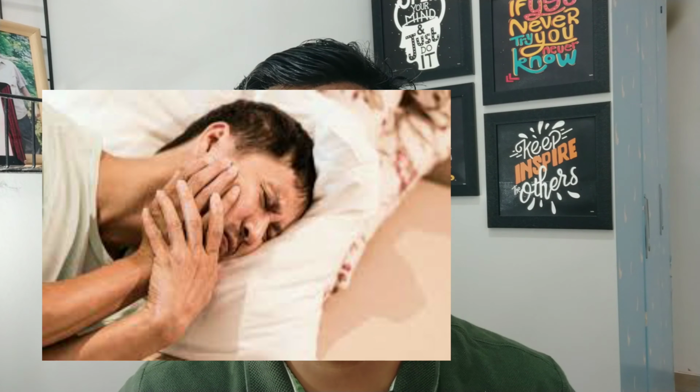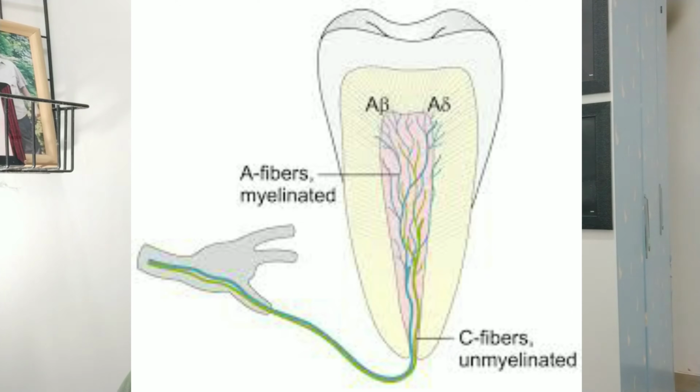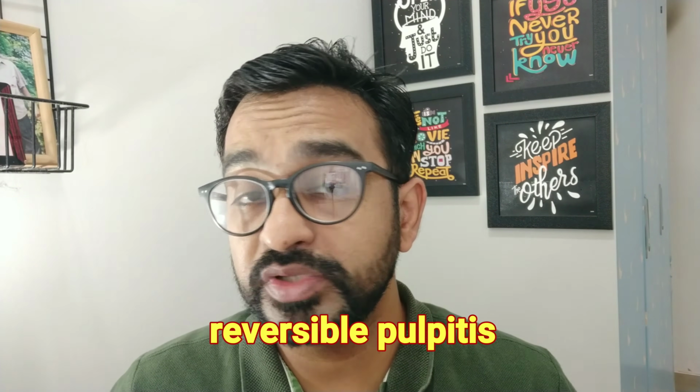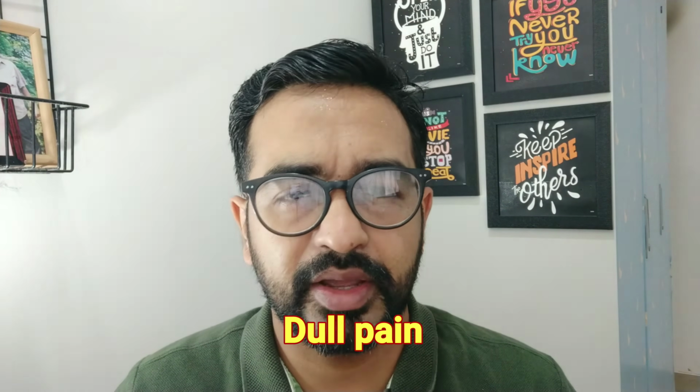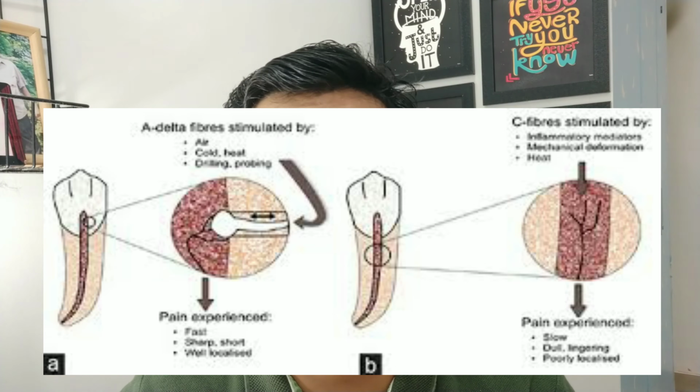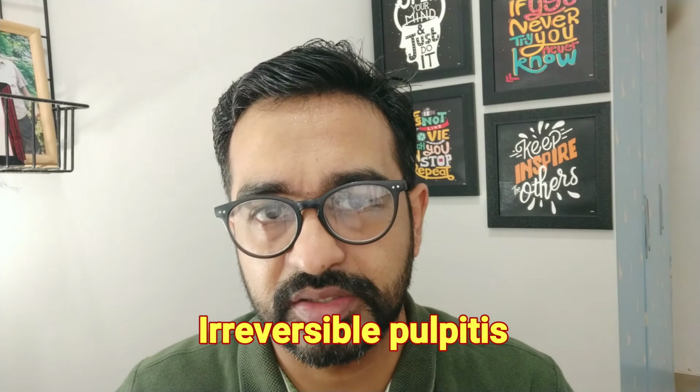Suppose the tooth has a sharp lancinating pain, which is the activation of A delta fibers, and upon removal of the stimulus, what is the stimulus? Maybe some cold water, ice cream, or hot water. Even after removal of the stimulus, if the pain immediately subsides, then it's reversible pulpitis. And suppose the tooth has a boring, gnawing kind of pain, and the pain doesn't reduce even after removal of the stimulus, and it stays for half an hour or 1 hour or more than 10 minutes, then it is indicative of chronic irreversible pulpitis.